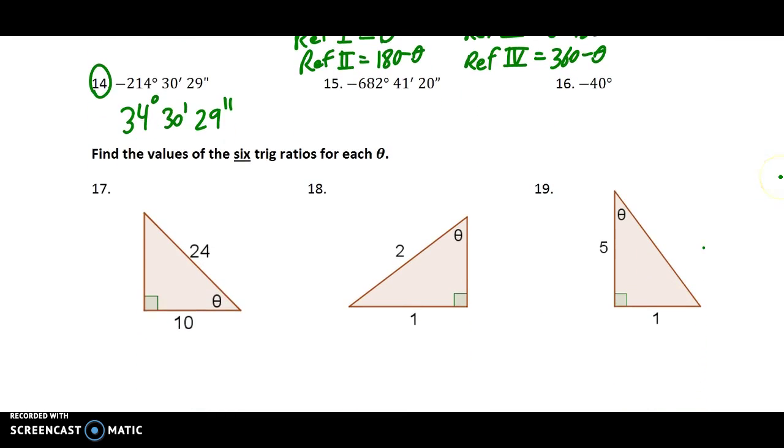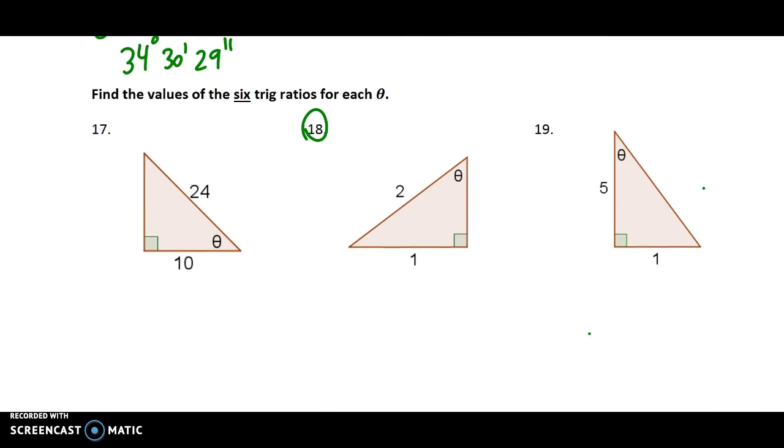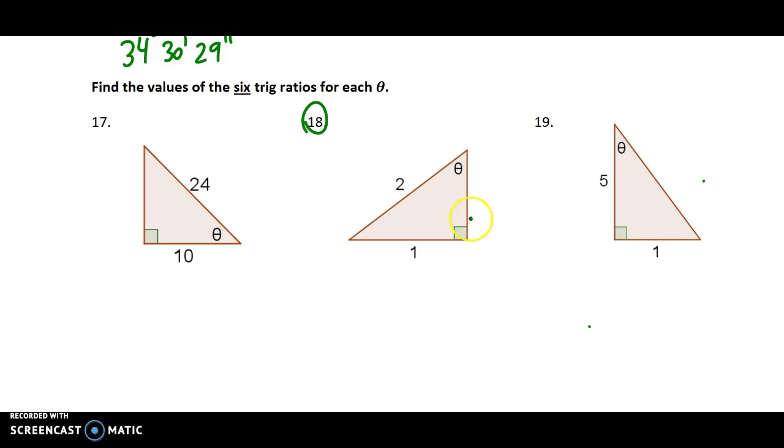Now let's actually get to the trig stuff. Finding the values of the six trig ratios for each theta. I think I'm going to do number 18. I think it's slightly the simplest one. First thing you'll notice, we're missing a side, right? Good thing we can use our good friend the Pythagorean Theorem, right? This happens to be c because it's across from the right angle.